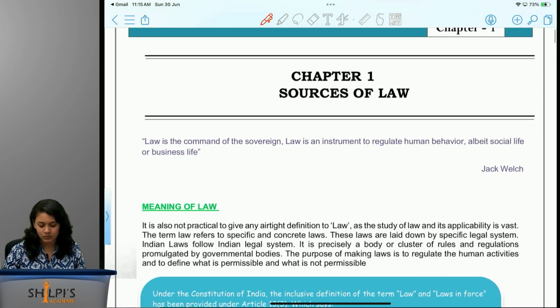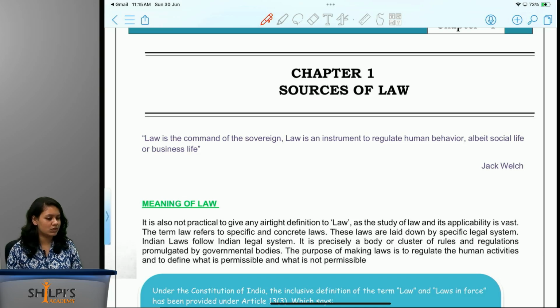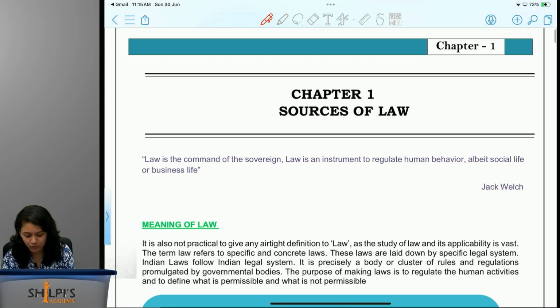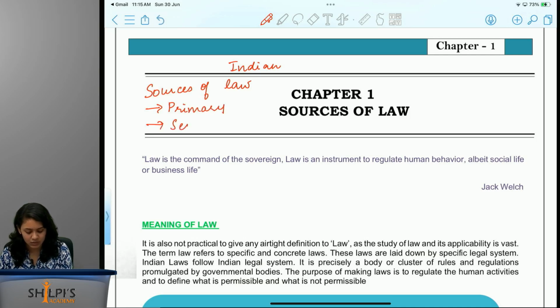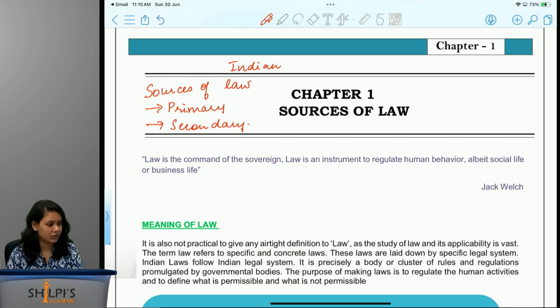Okay, let me just give you a general overview of what chapter number one is. We divided it into two parts. Part one has entirely to do with our sources of law, that is, sources of Indian law. We have two sources: primary and secondary sources. It will be in continuation of what we just did in the previous hour, and this is your part one.